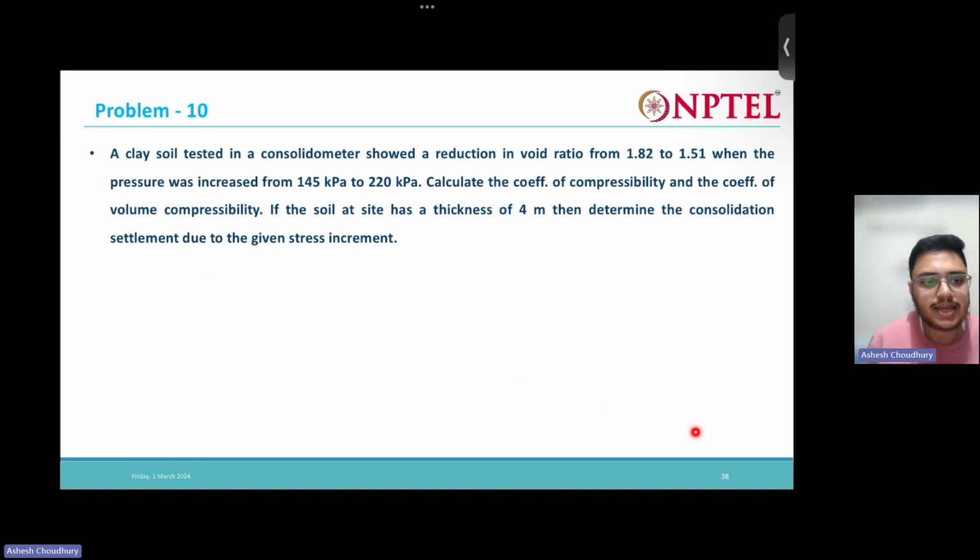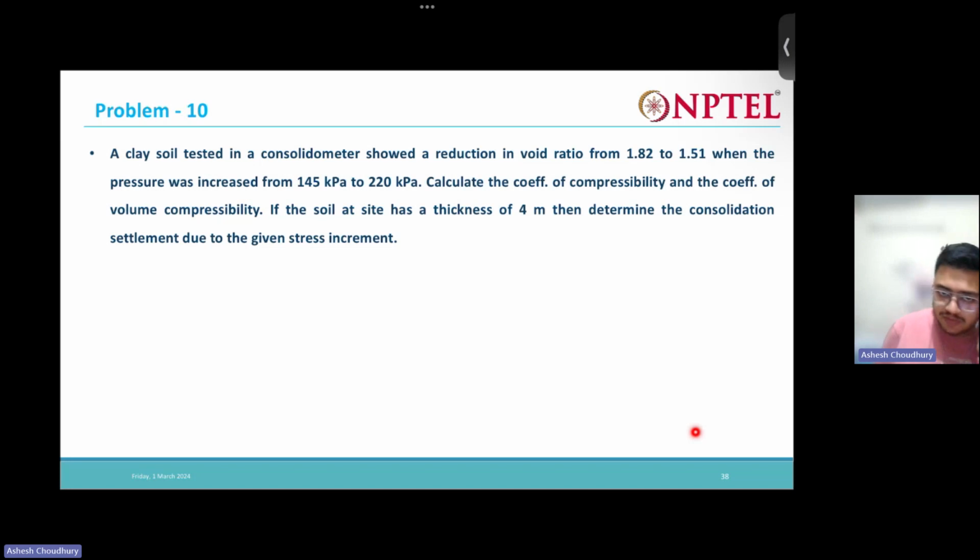A clay soil tested in a consolidometer showed a reduction in void ratio from 1.82 to 1.51 when the pressure was increased from 145 kPa to 220 kPa. Okay, consolidation test is done. Calculate the coefficient of compressibility and the coefficient of volume compressibility, means AV and MV, if the soil site has a thickness of 4 meter. Determine the consolidation settlement to the given stress increment.